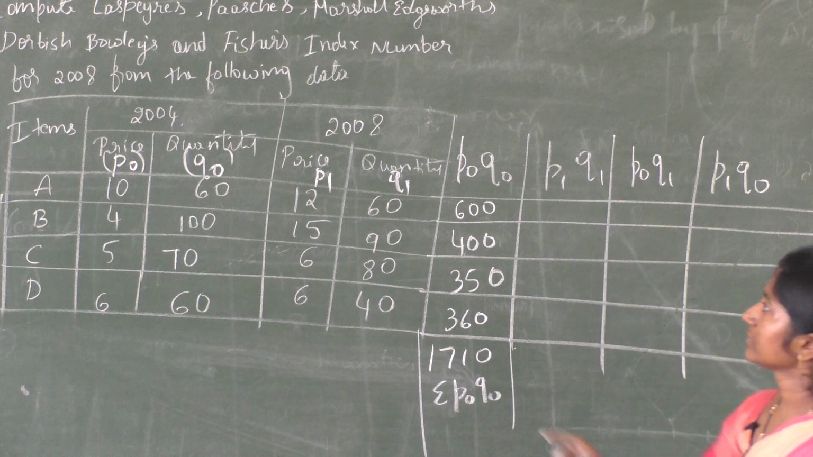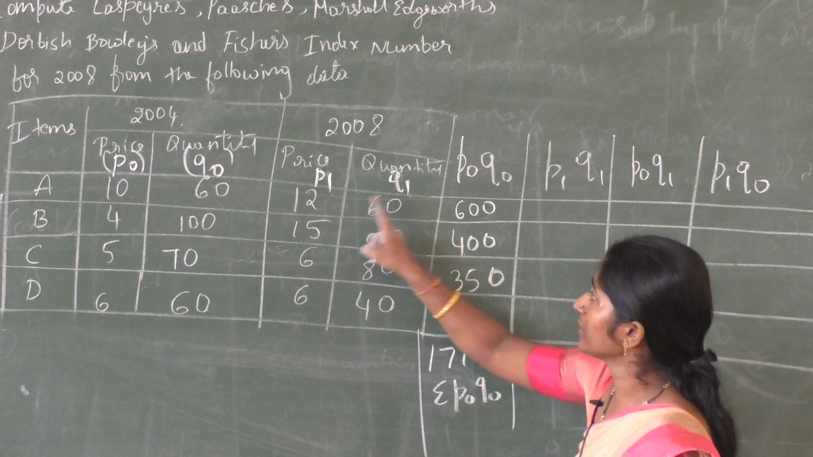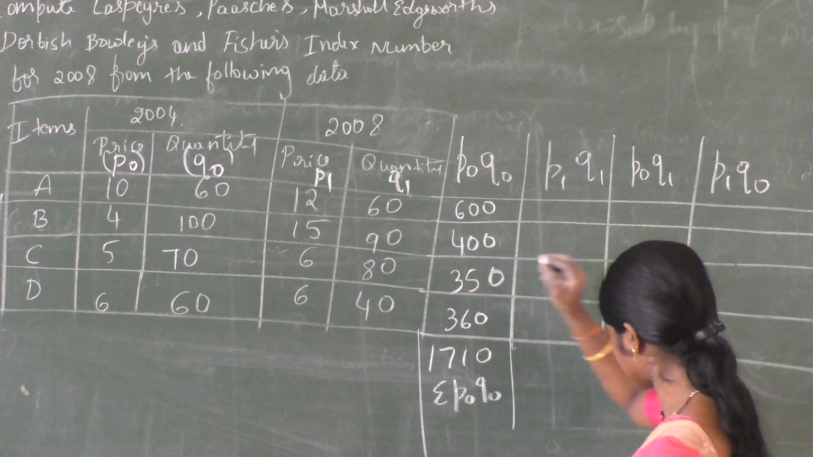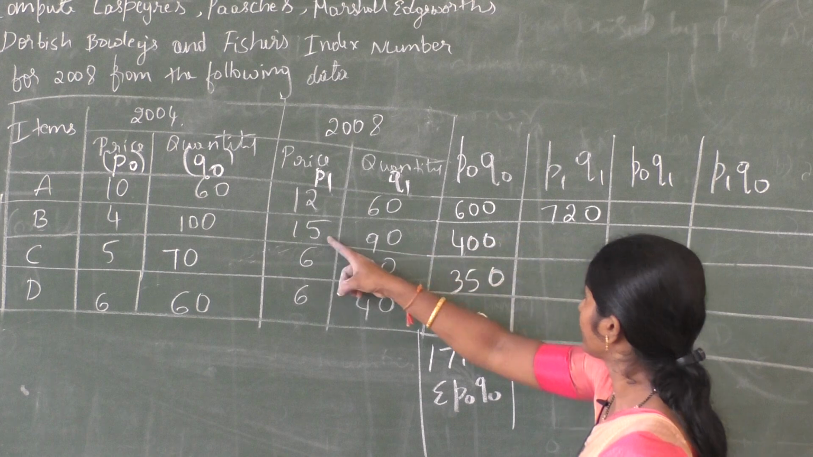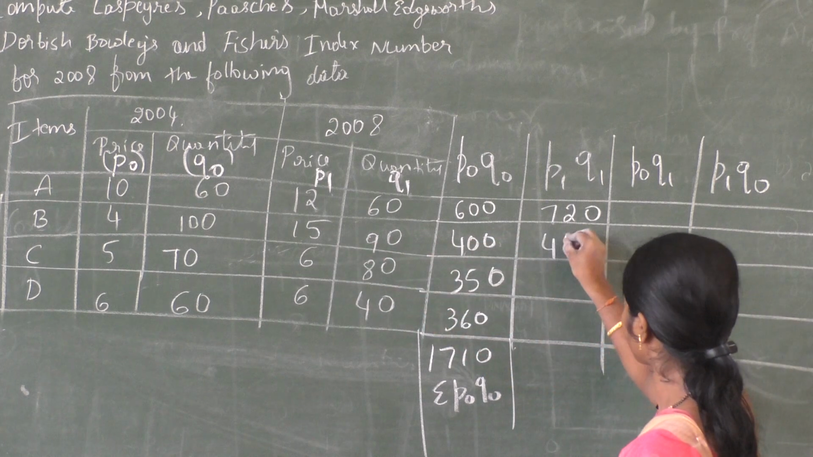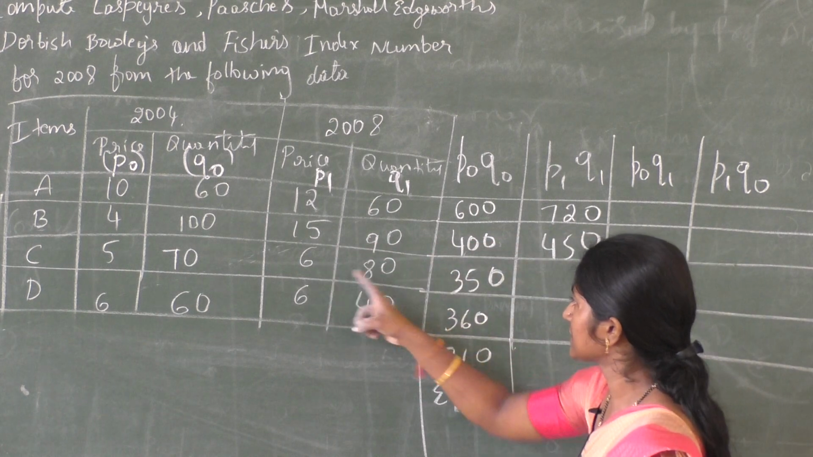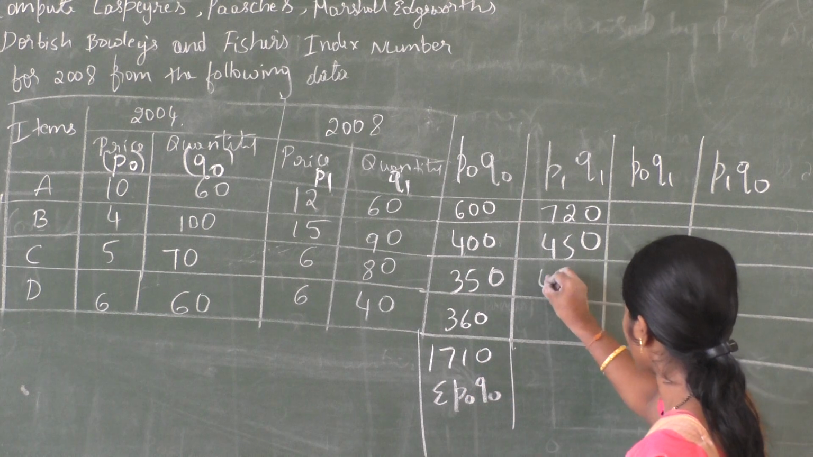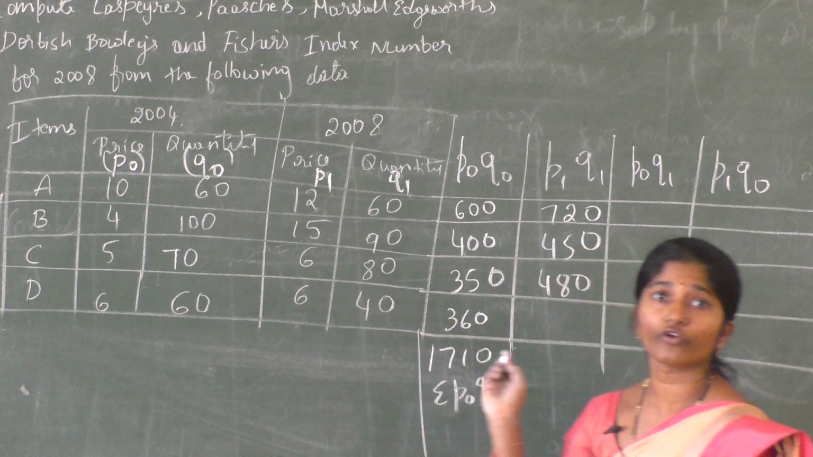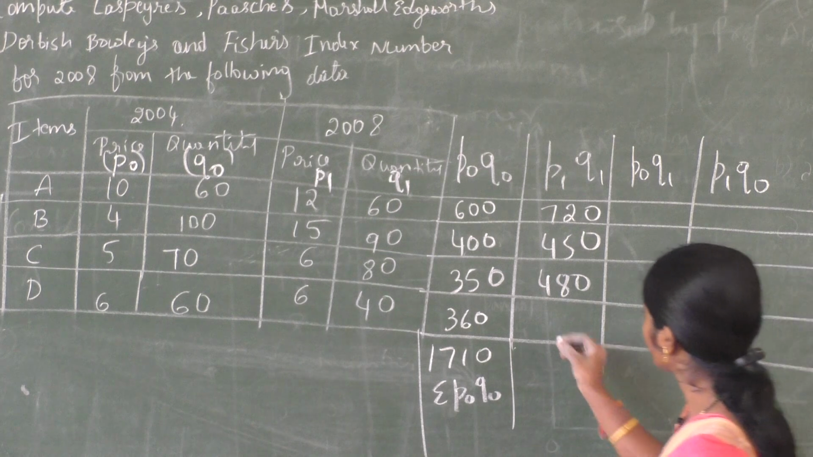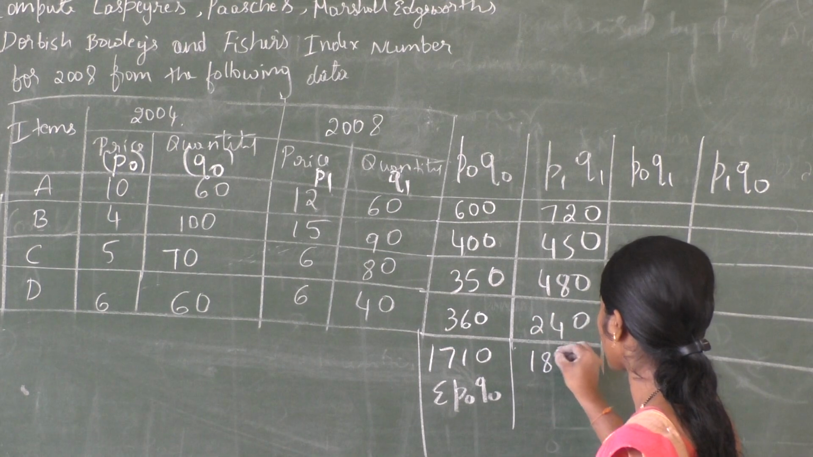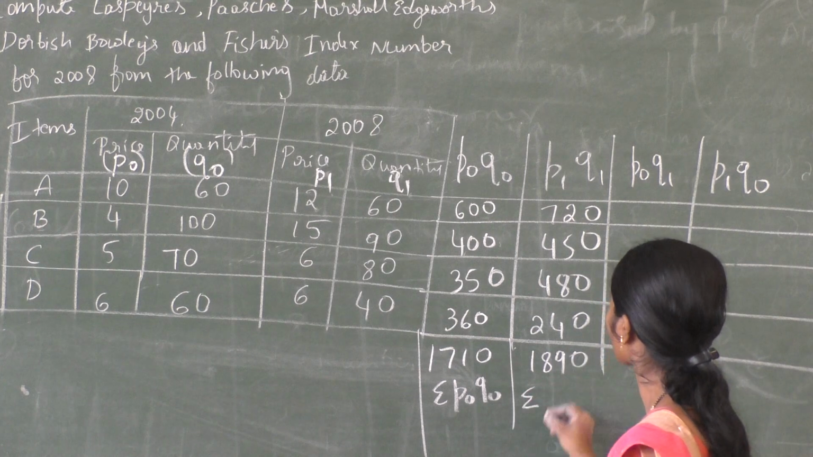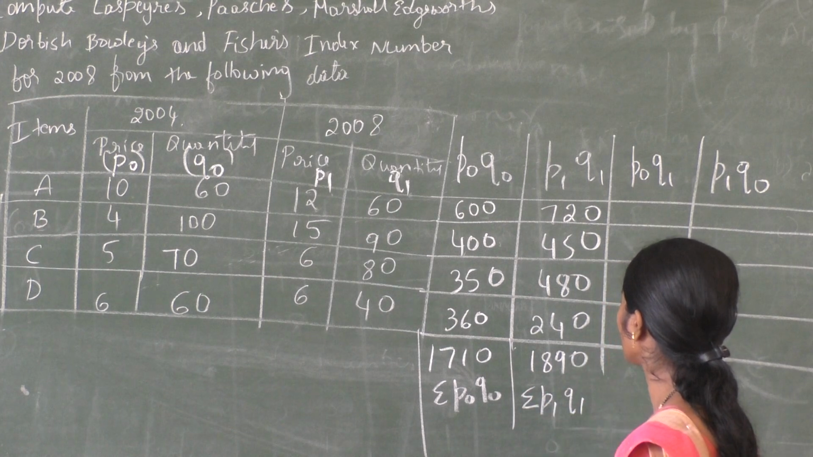Next, P1 Q1. This is P1 and this is Q1. Multiply these two: 12 into 60, 720. Next, 15 into 30, 450. Multiply these two: 6 into 80, that is 480. 6 into 40, our answer 240. Total value of this one is 1890. This is the total value of P1 Q1.